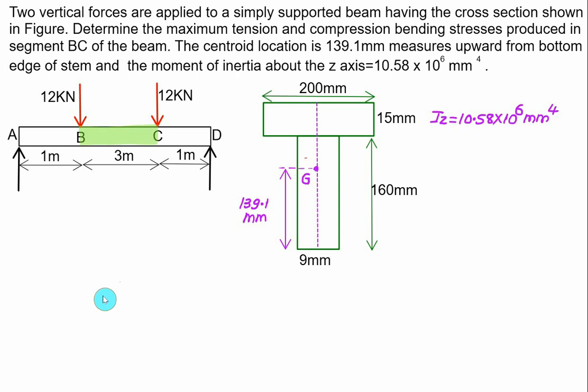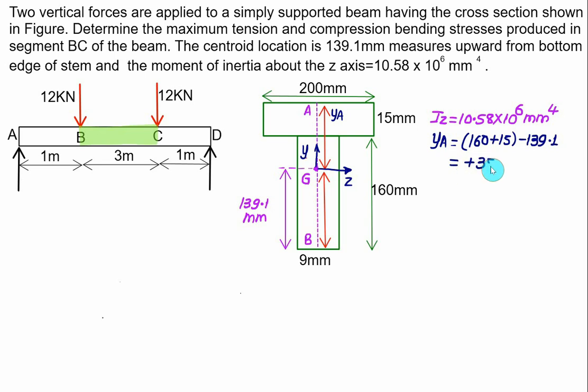So the maximum value of bending stress will occur either at the top point A or the bottom point B. For the top point, you have to measure a positive distance, because at G we set up our axis system: the horizontal axis is the Z axis and the vertical axis is the Y axis. It means that Y is a positive value, and the total distance here will be 160 plus 15 minus 139.1. So YA is the sum of 160 plus 15, the total length, minus 139.1, and you take this value of Y as positive, equal to 35.9 mm.